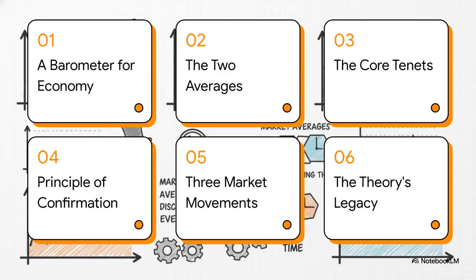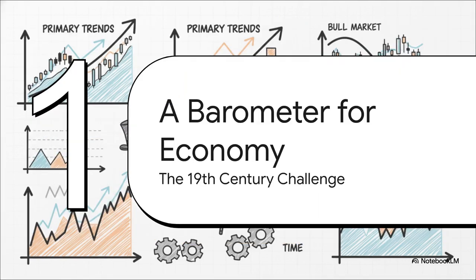So here's our game plan. We're going to start with the world that created the theory. Then we'll get into its core mechanics, the two averages and that all-important principle of confirmation. And we'll wrap up with why this idea, which is well over 100 years old, is still a cornerstone of technical analysis today. To really get Dow theory, we have to kind of travel back in time.